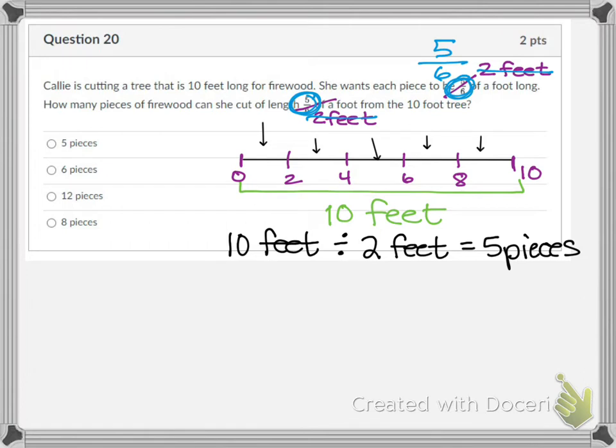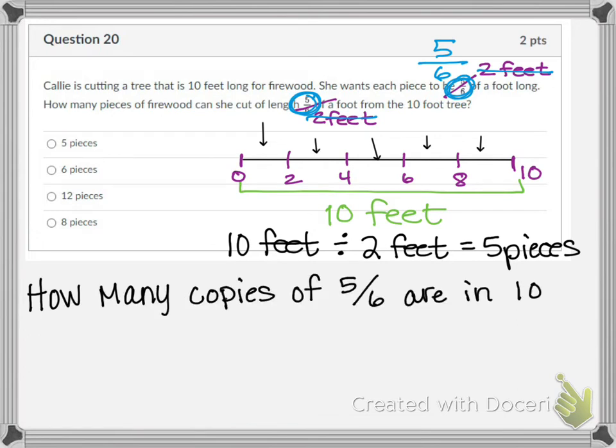So now we're going to go back and put the actual value, 5/6, back into the problem. So when we were doing 10 feet divided by 2 feet, we were basically just asking ourselves, how many copies of 2 feet are in 10 feet? Well, that's a division problem. So now we just have to ask ourselves, how many copies of 5/6 are in 10? So instead of 10 divided by 2, now we're going to do 10 divided by 5/6.